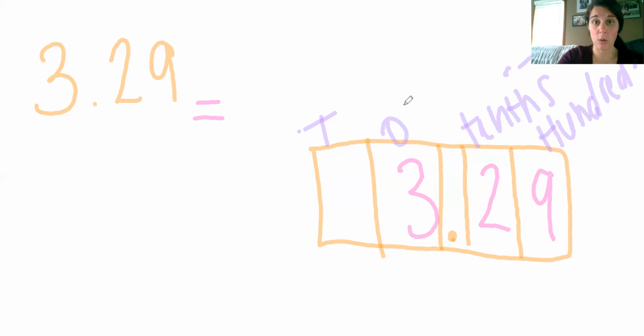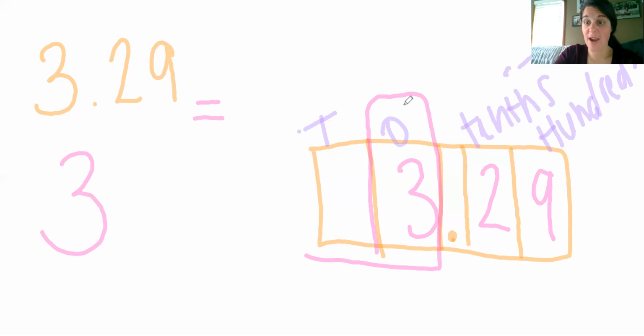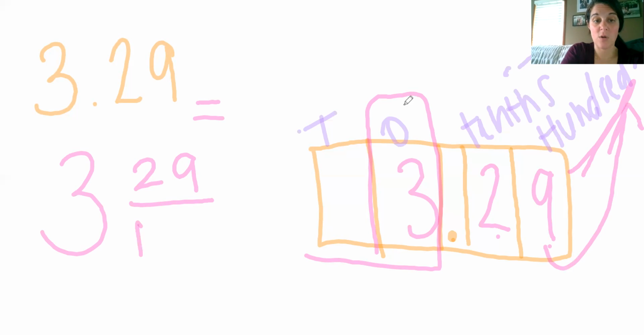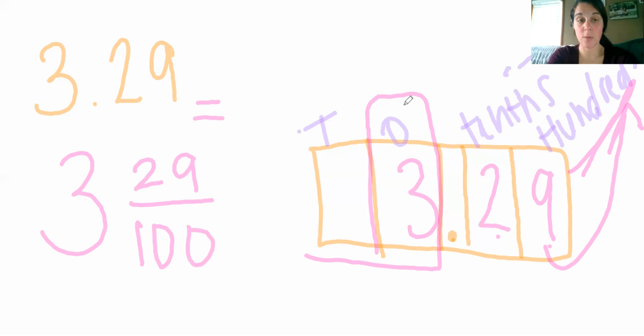My whole number is 3, and my fraction is I have 29 pieces. And I look at the word hundredths because that's where my last number is under, and I know I have to put it over 100, okay? Just like so. They equal each other. All right. How about I do one now in words?